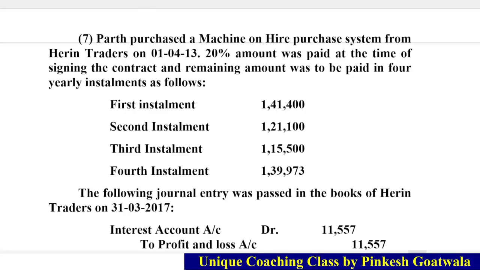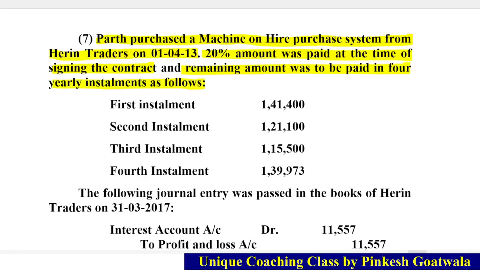Now today we are going to solve sum number 7 in this chapter. Parth purchased a machine on hire purchase system from Heron Traders on 1st April 13. 20% amount was paid at the time of signing the contract and the remaining amount was to be paid in 4 yearly installments as follows. So here Parth is the buyer.